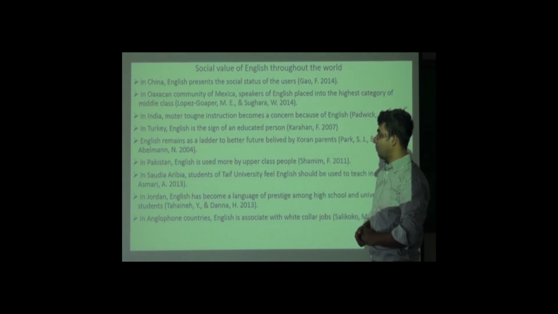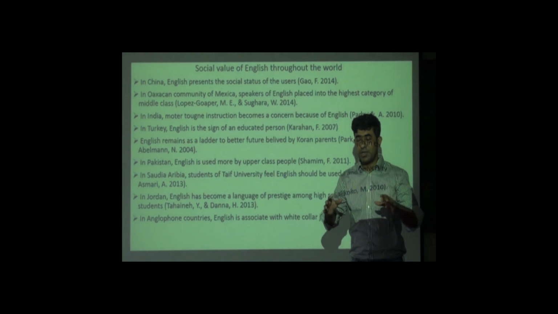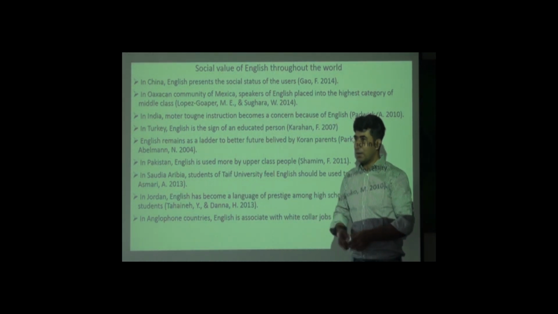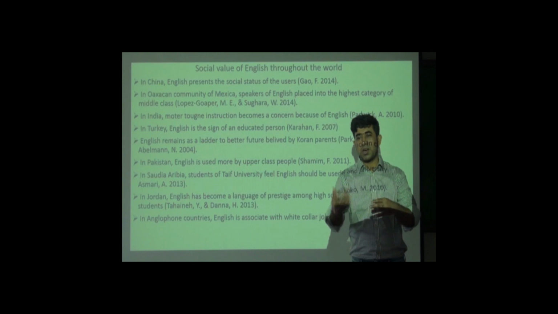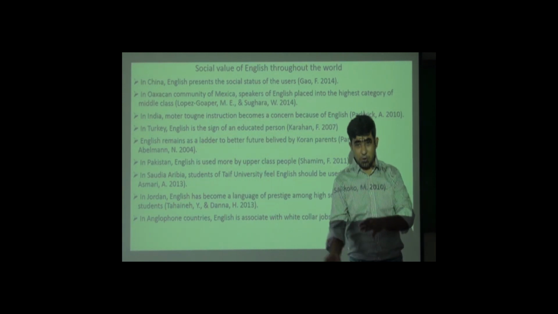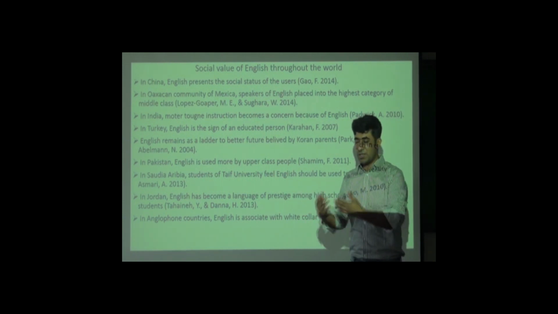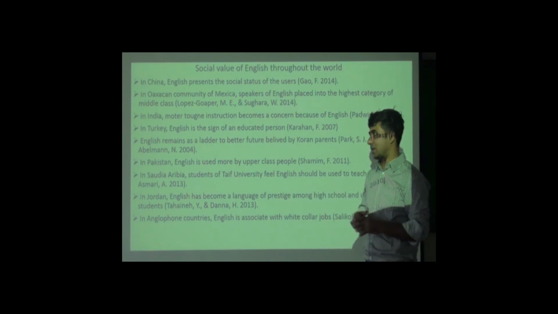In India, mother tongue instruction becomes a concern because of English. It's interesting. In India, they have over 28 languages. People use English so much that their mother tongue, which is Hindi, becomes a concern for them, because they do not speak that language even at home when they talk to their parents. So researchers, and at the same time local people, are concerned about the mother tongue issue.